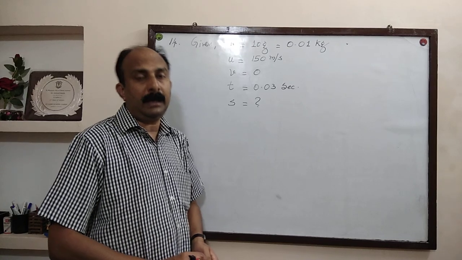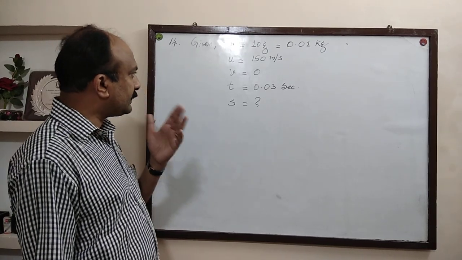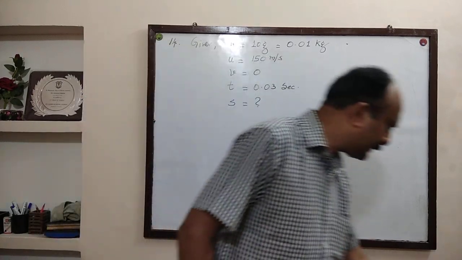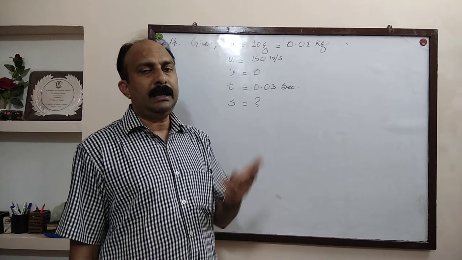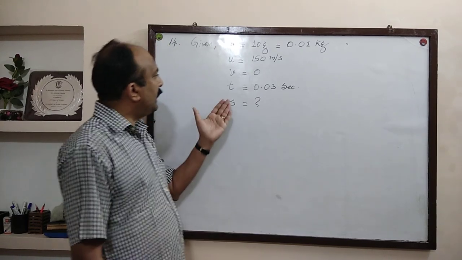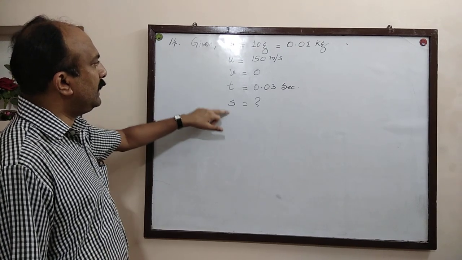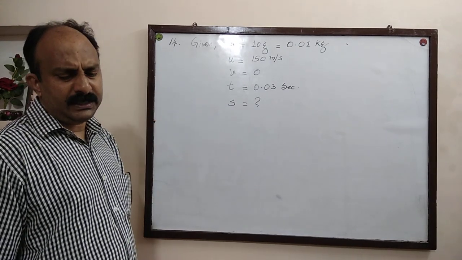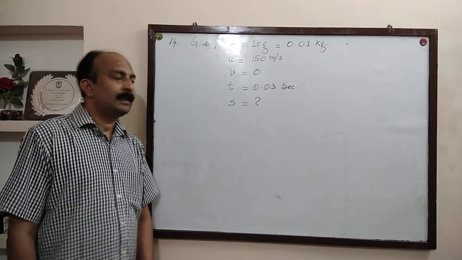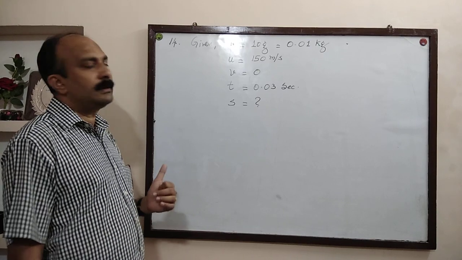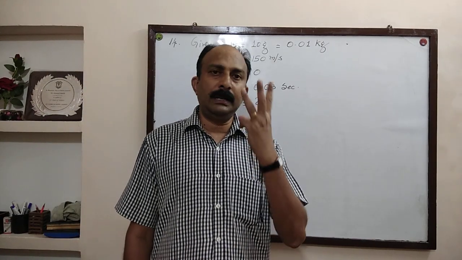F is equal to MA. So F is equal to MA. What are the two things asked? S and F. So for F we need A, acceleration, and for S what do you need? U, V, T. S is asked. Which equation can be used? For S we have only two equations, second equation and third equation.